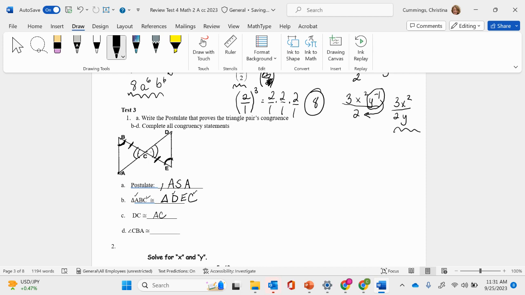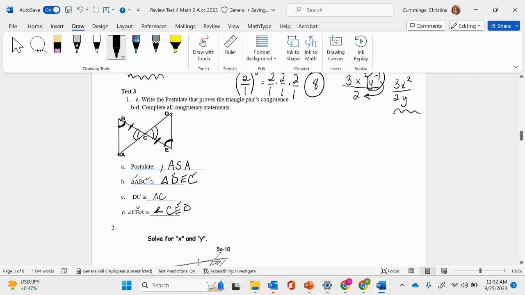And then finally, angle CBA is congruent to what angle? Well, C is congruent to C. B is congruent to E, so E comes next because B is second here, E is second there, and A is congruent to D, so it's angle CED.